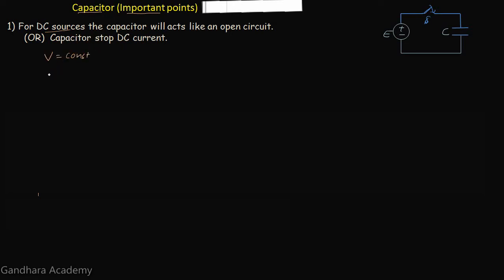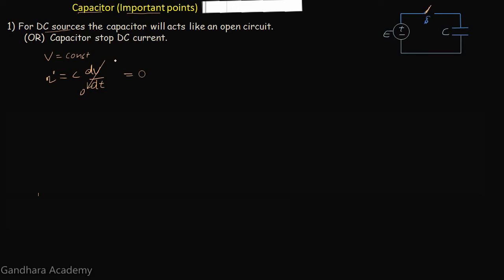And we know that the current through the capacitor is equal to C dV divided by dt. So the voltage in this case is constant, so the rate of change of the voltage will be equal to 0. So the current in this case is equal to 0. So it means that a capacitor does not allow DC current.